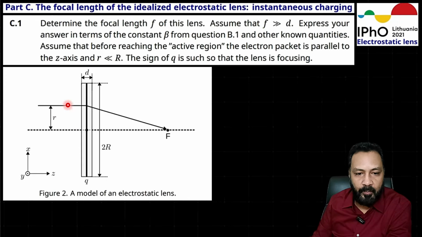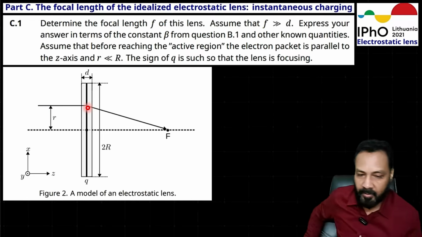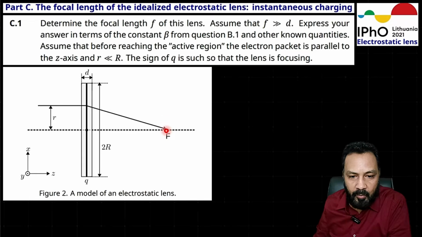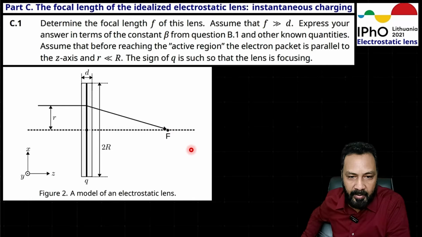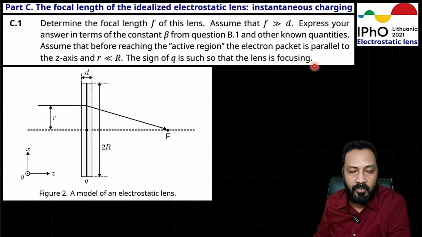The electron beam would be projected at a distance r from the axis, and because of the radial electric field, it will be bent toward the axis and will go through this point on the axis. This is the focus, and this distance from here is called the focal length. That's what we have to determine. And the sign of Q should be such that the lens is focusing.